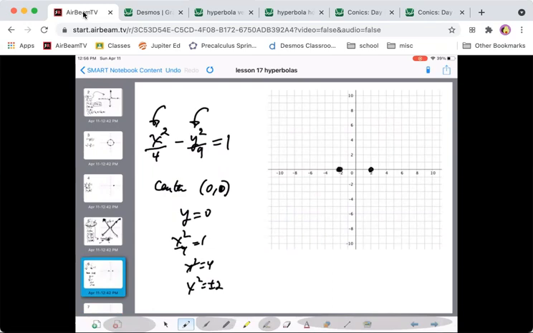And in general, if we rewrite this 4 as 2 squared, those are the x-intercepts. Now, if you try to get y-intercepts, something strange would happen. X equals 0, you would get negative y squared over 9 equals 1, y squared equals negative 9, and you get imaginary numbers. So that doesn't seem that useful for graphing.